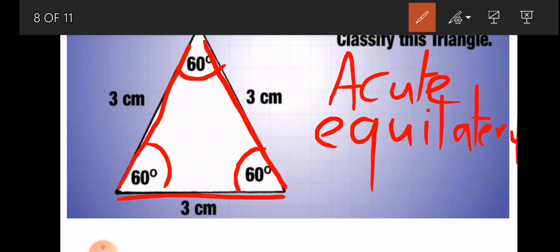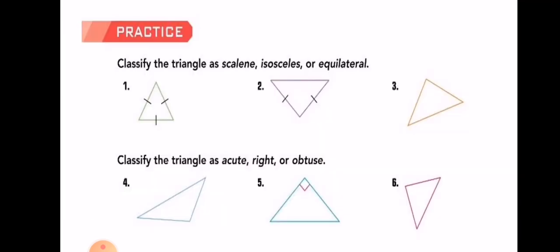So this triangle, we will call it acute equilateral. According to the angles, it's acute. According to the sides, it's equilateral. Let's see the questions from your book. You'll start to do with me. Get your pencil, please, and do with me step by step.